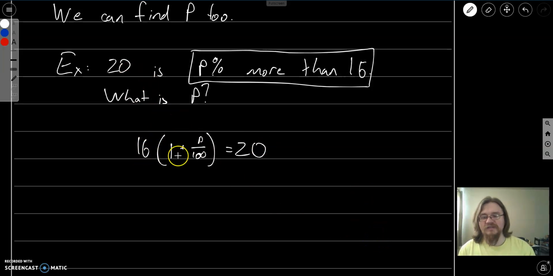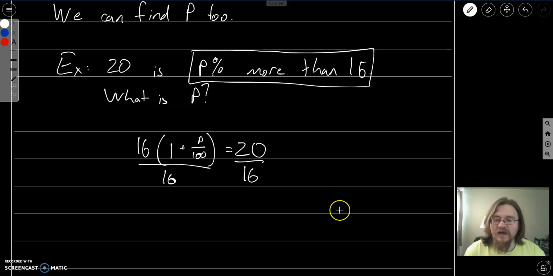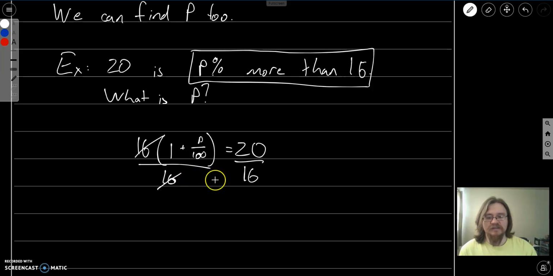So here, we've got 16, and we're going to take 100% of it plus a little bit more. The way that I'll simplify this is I have to work from the outside in. P is all the way here on the inside, so I have to get to it. So I'm multiplying this whole thing by 16. I don't want to be multiplying by 16. I've got to divide by 16. So multiplying by 16 divided by 16, they cancel out. And I'm left with this over here. So 1 plus p over 100 is 20 divided by 16.